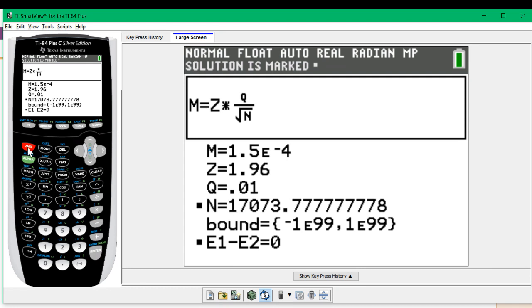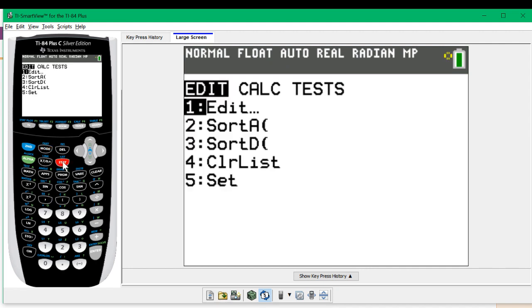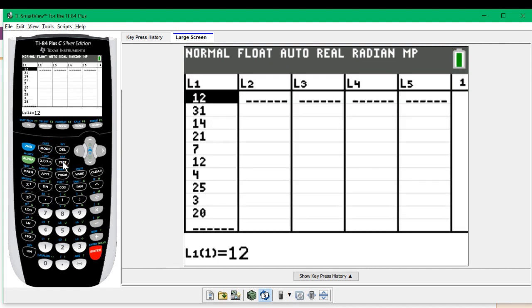Second, no, not second. Yeah, second. Quit. Stat. Edit. I'm going to clean up L1. And then I'm going to start writing these down. Does someone want to be the village reader?